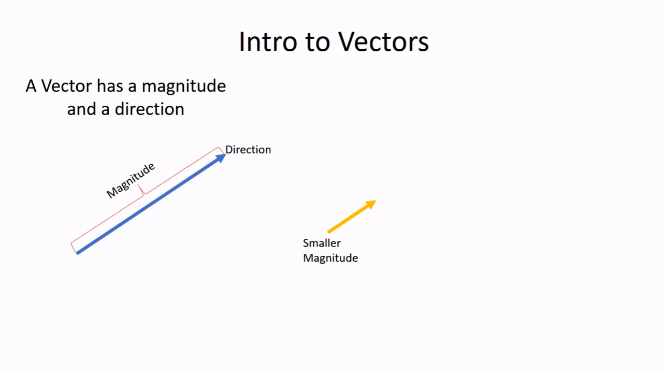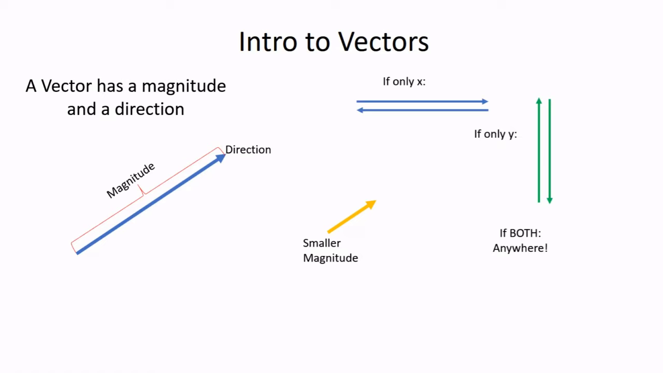Mathematically, we usually represent a vector in terms of its x and y components. If a vector has only an x component, it will be an arrow facing either right or left. If it has only a y component, it will be an arrow facing either up or down. If the vector has both an x and a y component, then it can point anywhere. Its direction depends on the proportion of x and y.